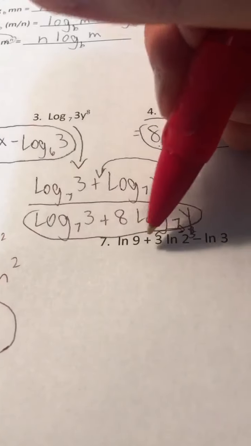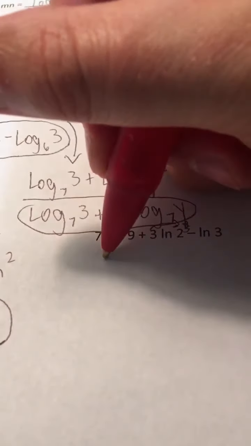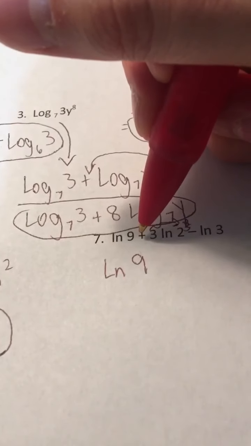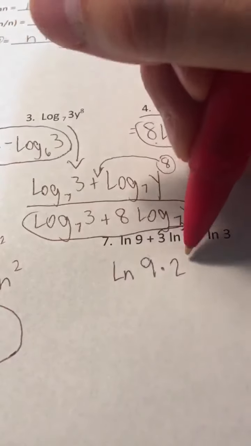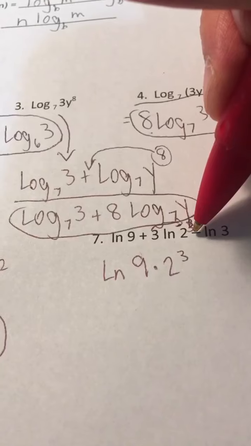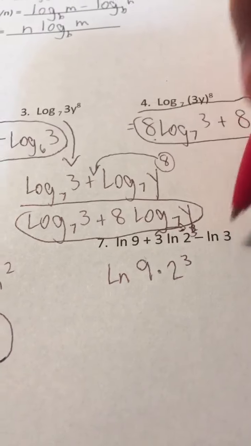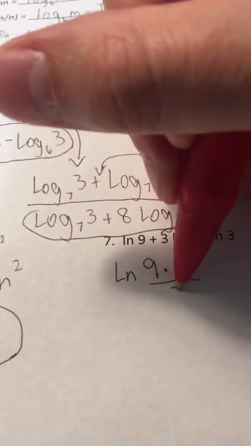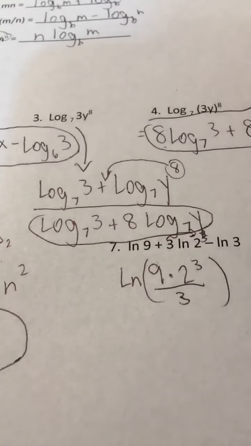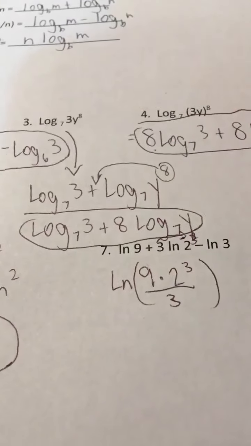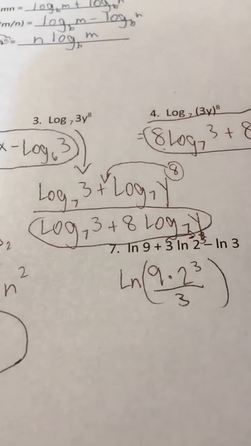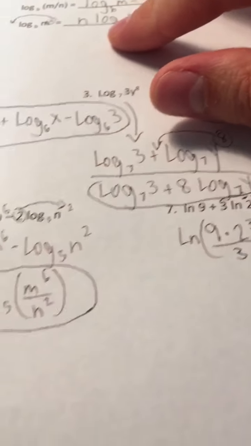All right, and then I have an addition right here. So this is like ln of 9 plus, which means I turned that into multiplication. So 9 times 2 to the 3rd. And then subtraction, I can change a subtraction problem into what? Division. So divided by 3. There it is. All right, yes, you could work that out if you want. Really, I'm just looking to make sure that you can use the properties of log. So you can just leave it in that form. All right, and then one last problem.